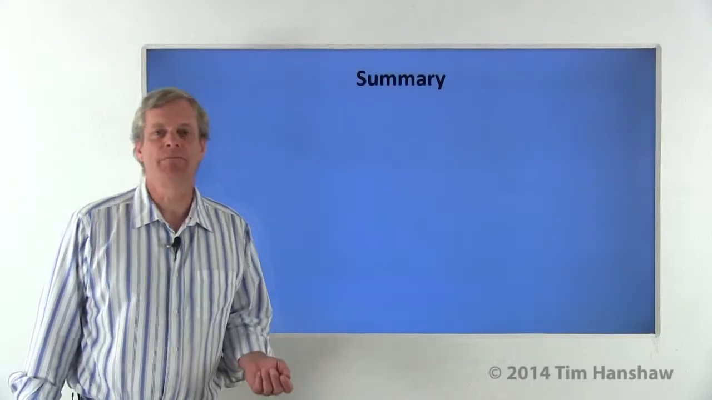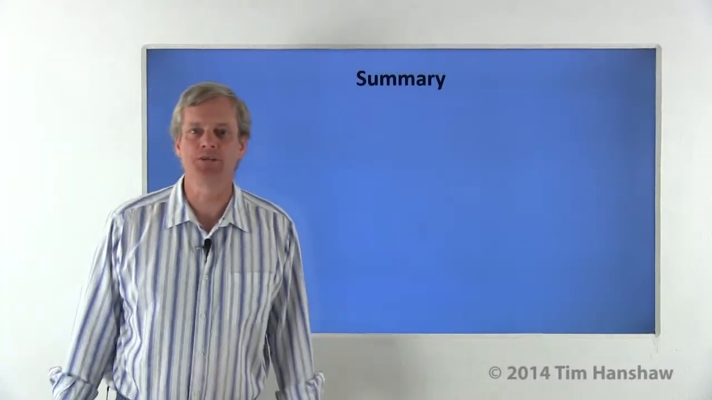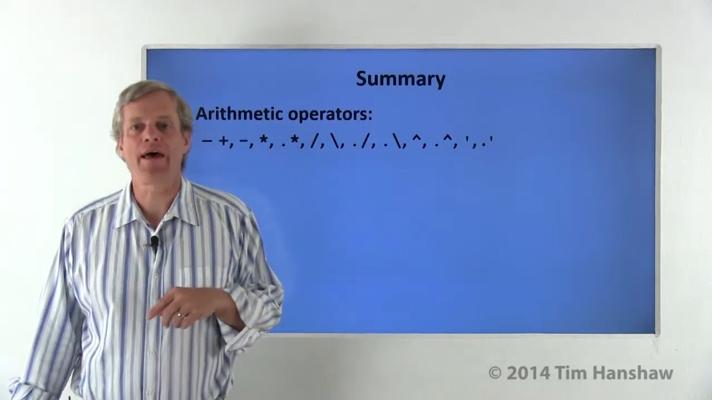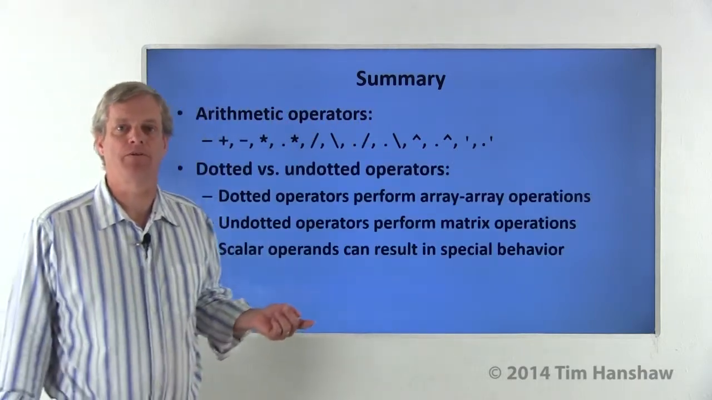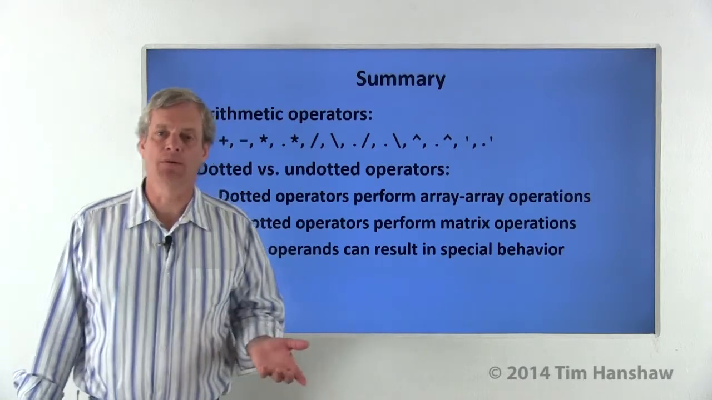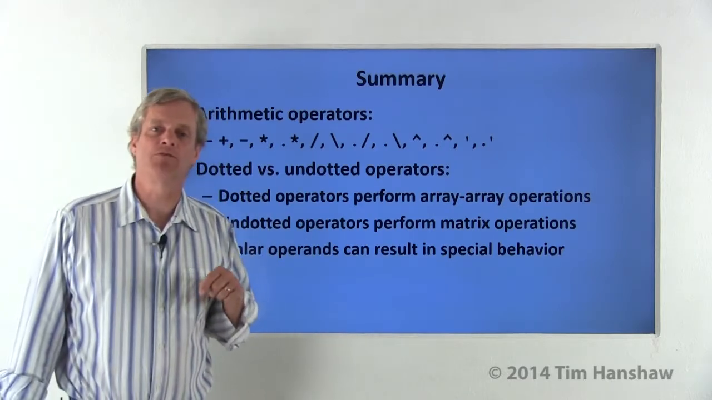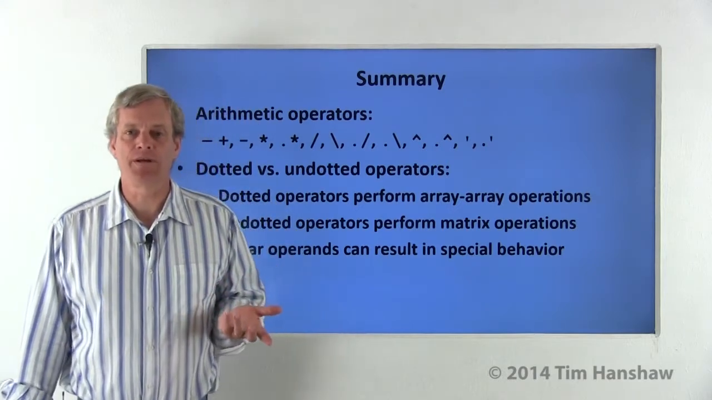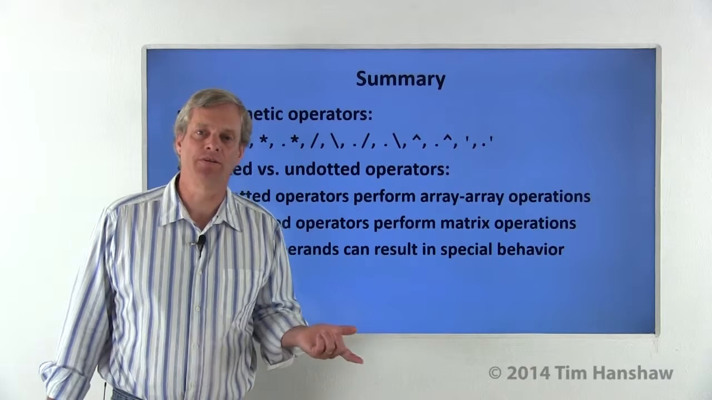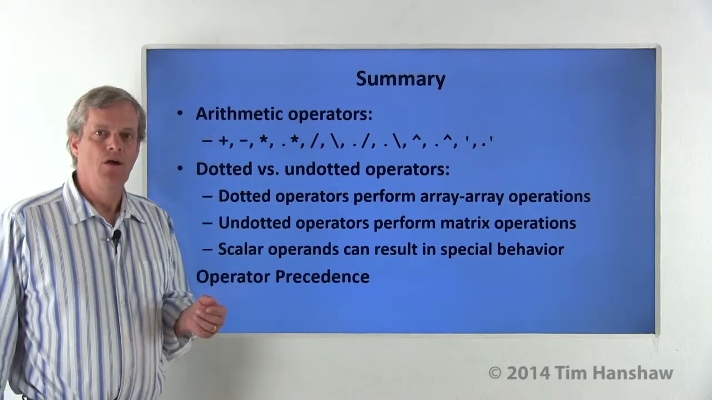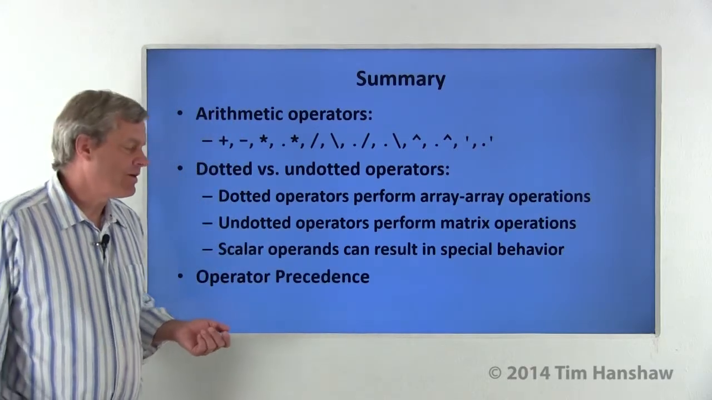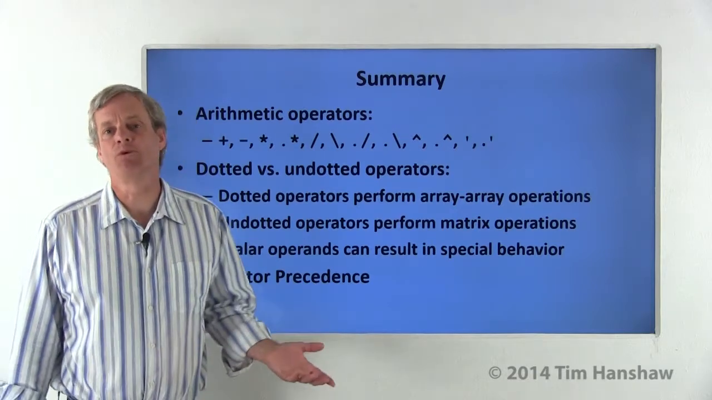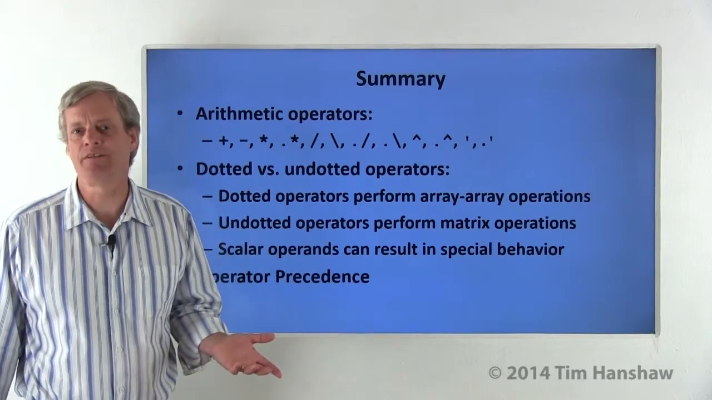This video was mostly about using Matlab to perform mathematical operations. We introduced 12 arithmetic operators which fell into two categories, dotted and undotted operators. The dotted operators perform element by element operations, while the undotted versions perform matrix operations. Both sets of operators, though, can give special behavior if one or the other of the operators are scalars. We also talked briefly about operator precedence. The order in which operations are done by Matlab is consistent with most handheld calculators, so there shouldn't have been any surprises there.